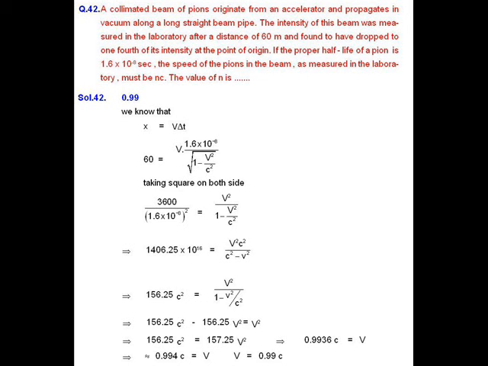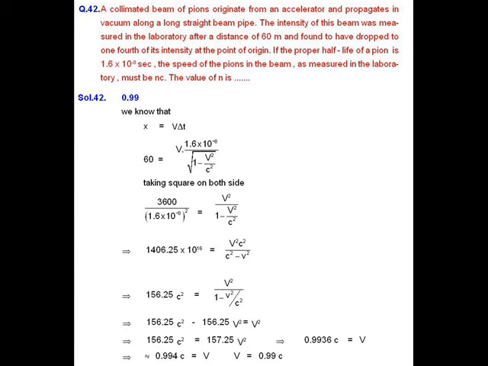Question number 42. A collimated beam of pions originates from an accelerator and propagates in vacuum along a long straight beam pipe. The intensity of this beam was measured in the laboratory after a distance of 60 meters and found to have dropped to 1/4 of its intensity at the point of origin. If the proper half-life of a pion is 1.6 × 10⁻⁸ seconds, the speed of the pion in the beam as measured in the laboratory must be nc. Then we have to find the value of n, where c is the velocity of light.